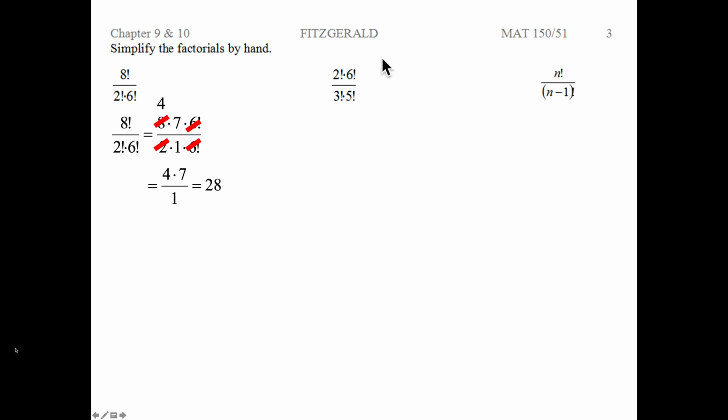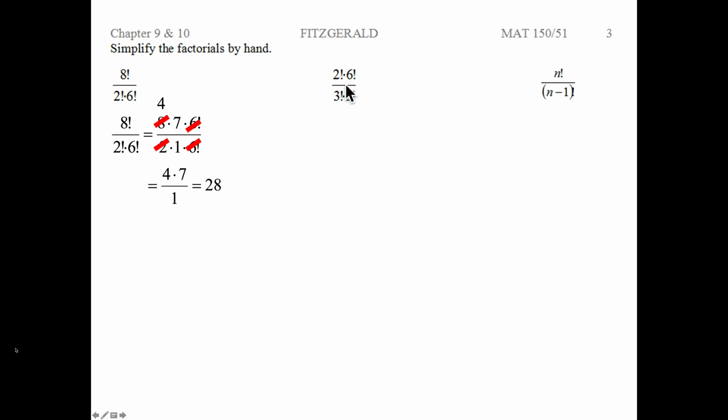Next example, follow the same procedure. Find the biggest factorial, 6 factorial. Go to the bottom, who's the biggest? 5. Match those two up. So that's going to be 6 times 5 factorial. Leave the 5 factorial alone.